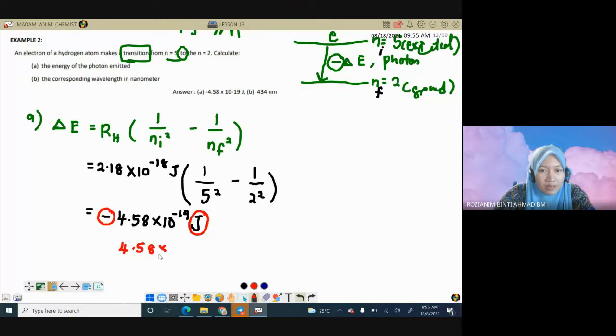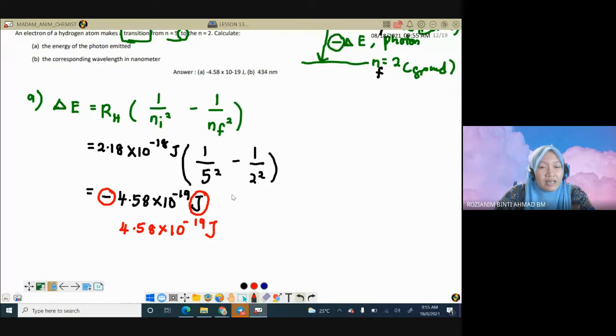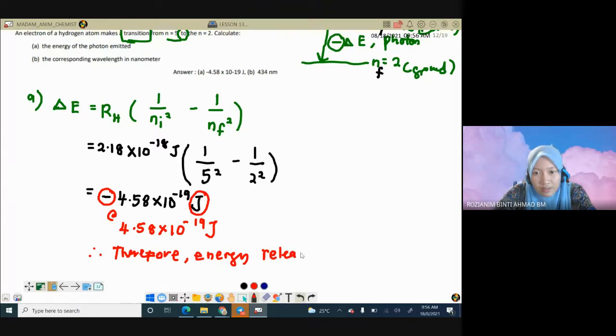4.58 times 10 to the power of negative 19 joule. Okay. Pemeriksa tak pangkah lagi. Okay, dia buat apa? Dia akan cari lagi adakah ada relationship yang menunjukkan energy is released. So, dia buat conclusion, ataupun dia buat statement. Therefore, energy release is 4.58 times 10 to the power of 19 joule.